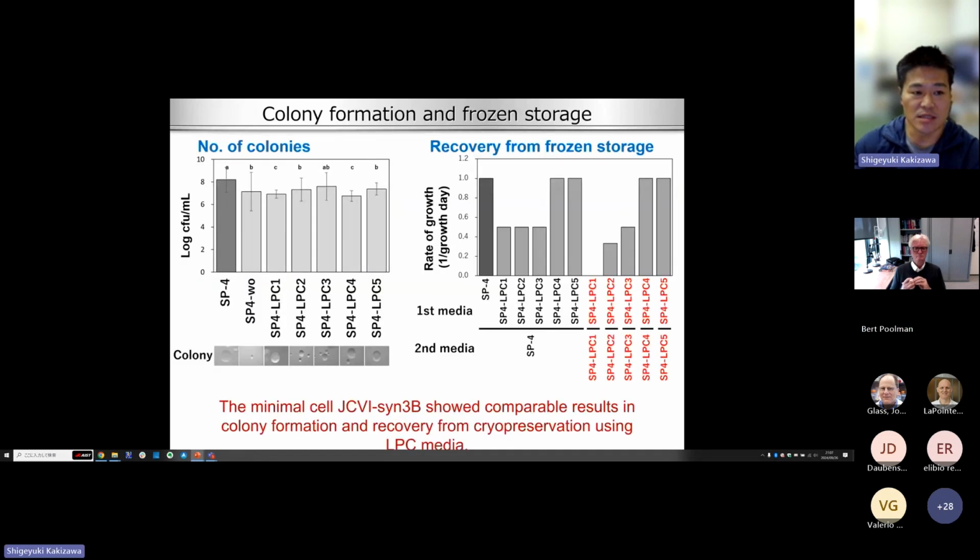We also tested the number of colonies using solid medium with our LPC media, and it's really good. We also tested the recovery from frozen storage. LPC 1, 2, 3 are not good, but 4 and 5 are really good. So the minimal cell Syn3B showed comparable results in colony formation and recovery from cryopreservation using the LPC media.